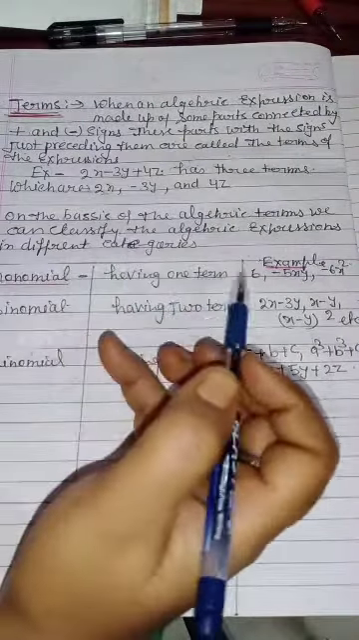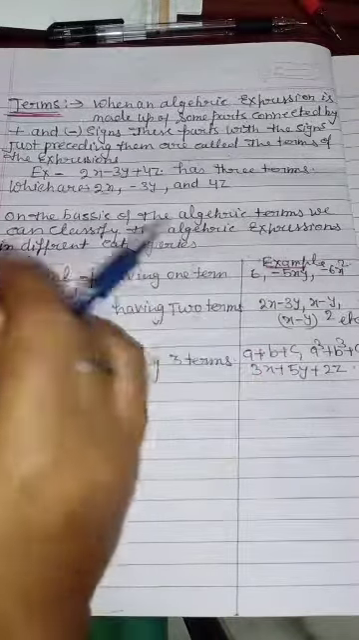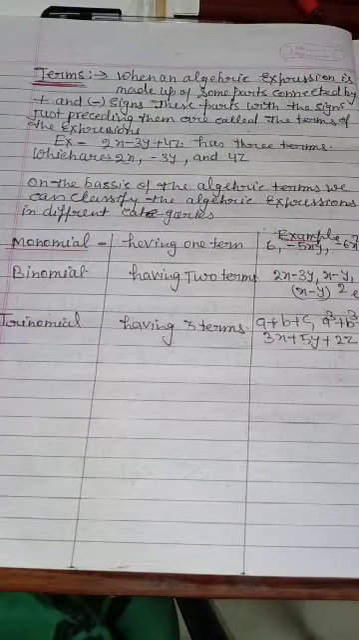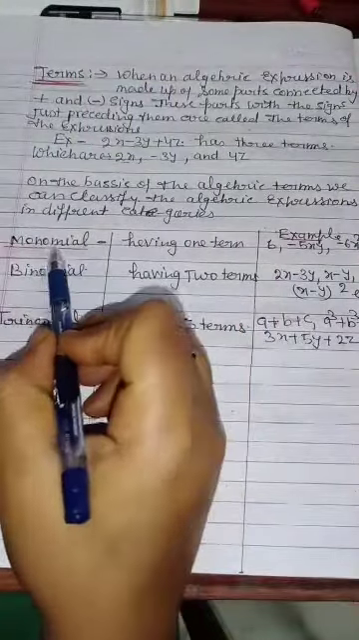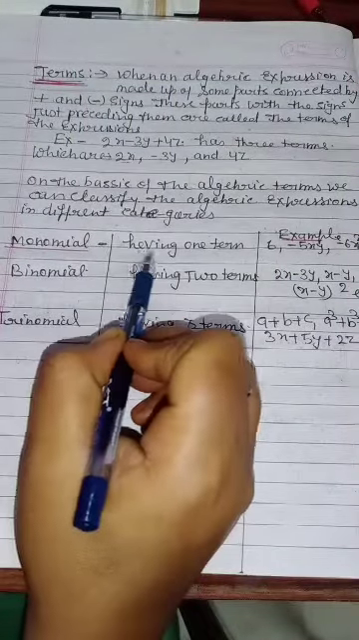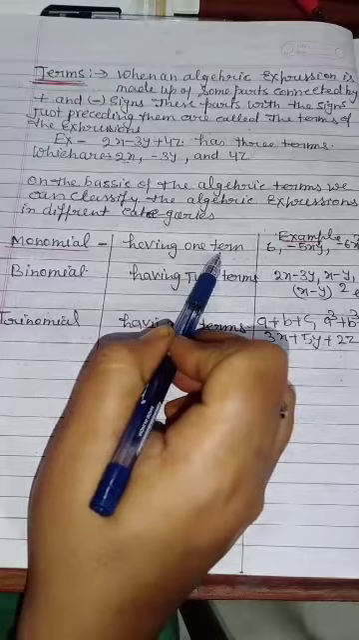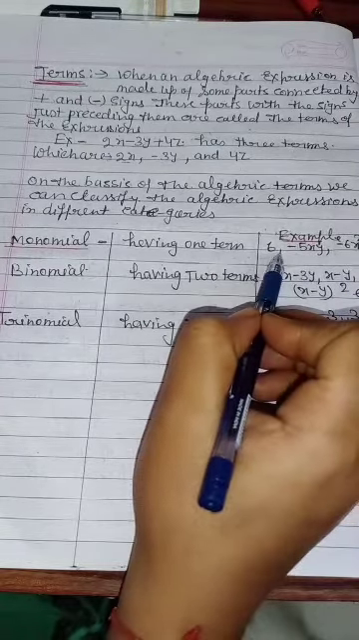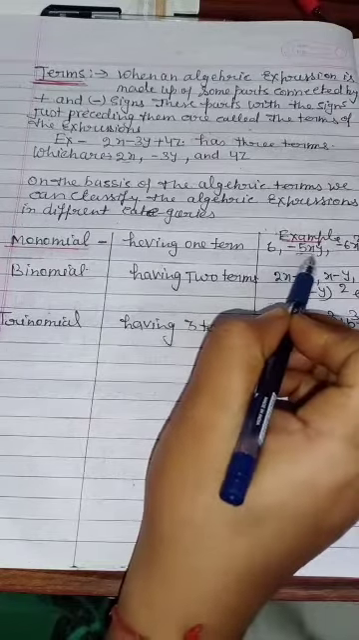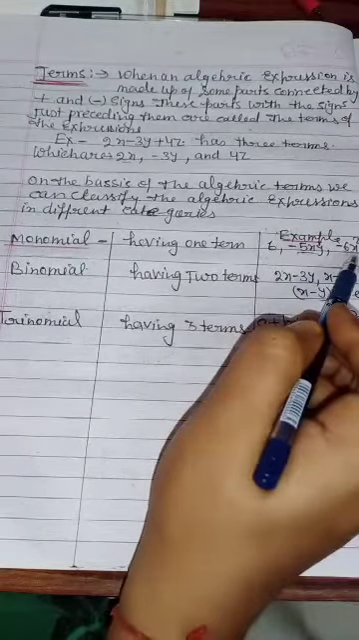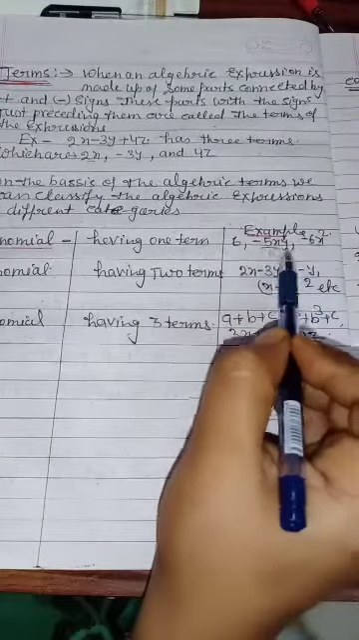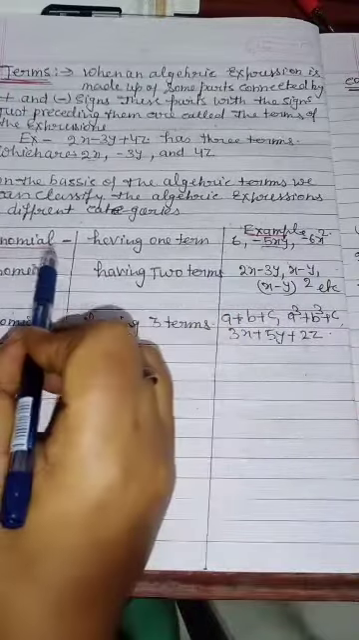On the basis of the number of terms, the algebraic expressions are divided into different categories. For example, first, monomial. If the algebraic expression has one term, then it is classified as a monomial. For example, 6, or minus 5xy, or minus 6x square: you can see that these have only one term, so these are known as monomials.